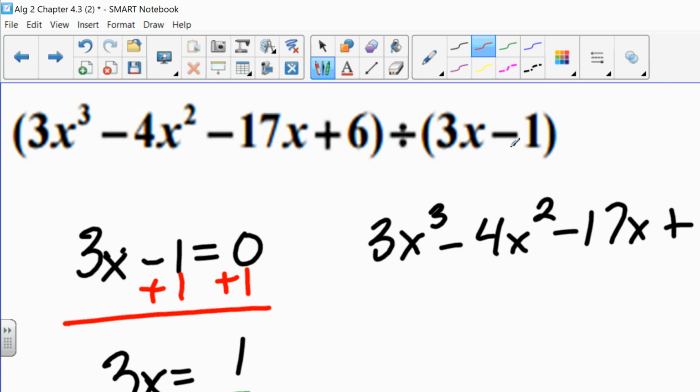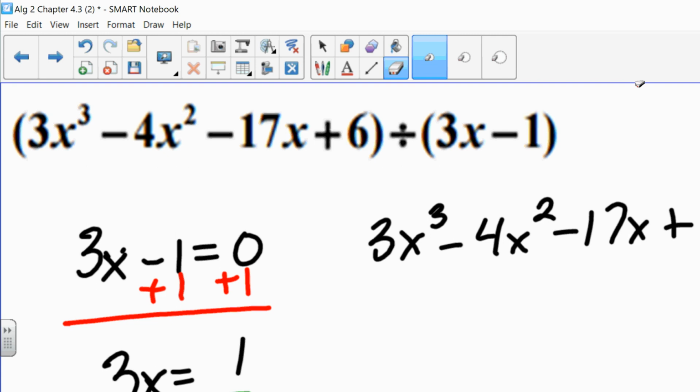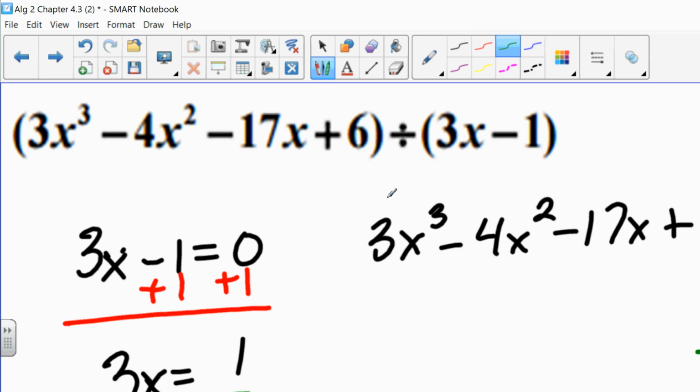What times 3x is 3x squared? It'd just be x squared, yes? Because it'd just be 1x squared would be our first term. Now, if we set up the long division as we have it right now, we would have 1/3 inside the box, yes? And going across the top, we would have 3, -4, -17, and 6.